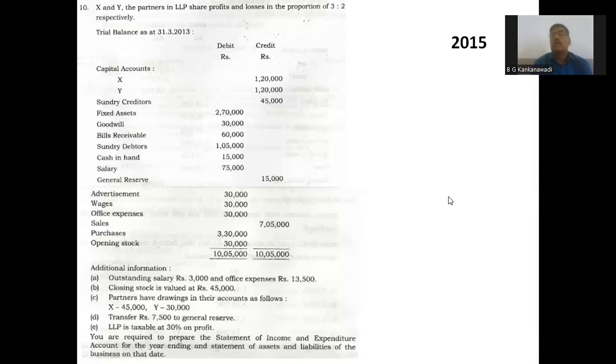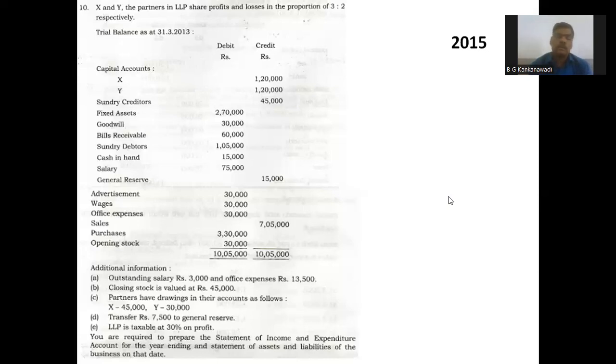Then sales. Sales is the first item in the income and expenditure statement. That is turnover. Then purchase is the first item in the expense under the income and expenditure statement. Then opening stock and closing stock. Opening stock 30,000. We compare the opening stock with closing stock. Closing stock is 45,000. Opening stock is 30,000. So difference is 15,000 comes under increase in stock.